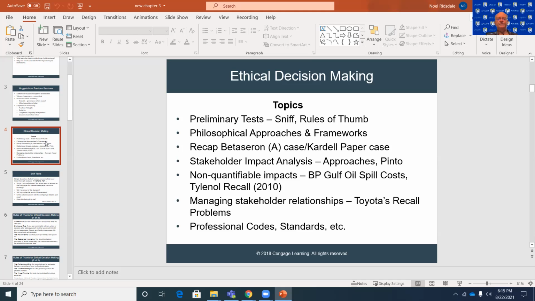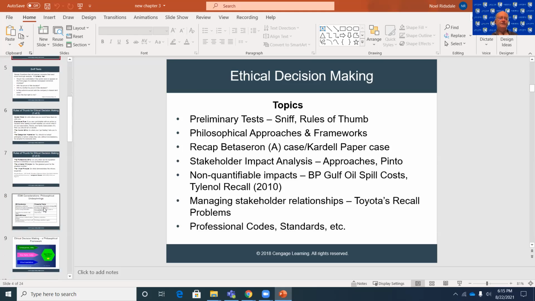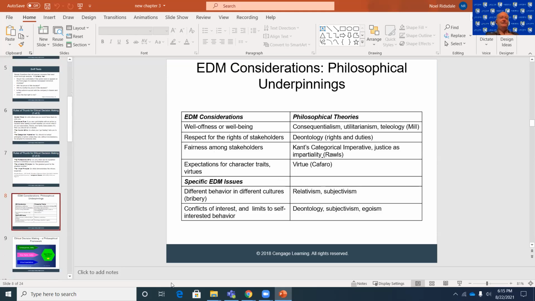So we're going to go through just a couple of these. I'm going to touch down here, and this is where we get into the comparison. EDM considerations, how well-being of the company. This chart describes, on the left-hand side, the considerations or issues that there would be in relation to ethical decision making, and the right has the actual basis in philosophical theory.